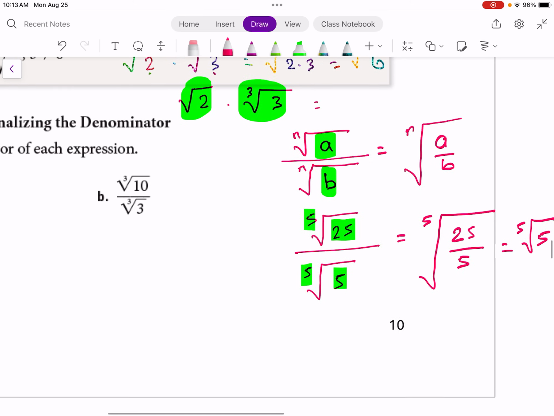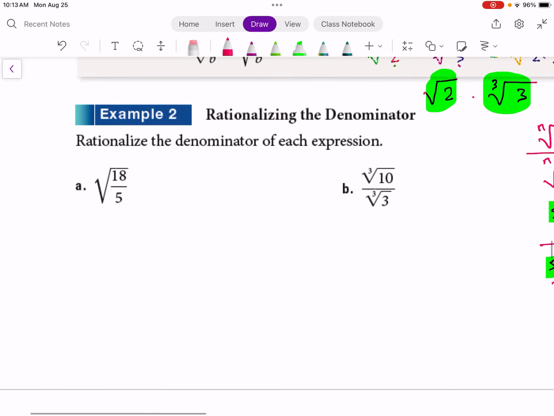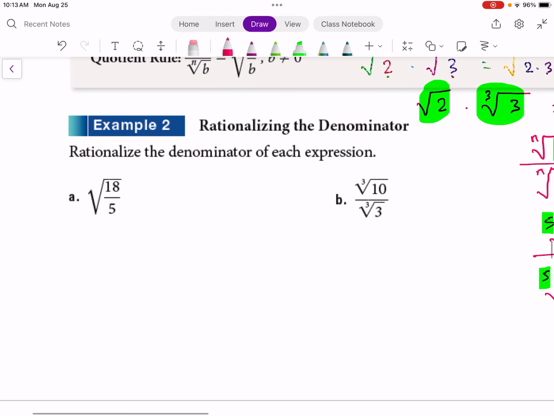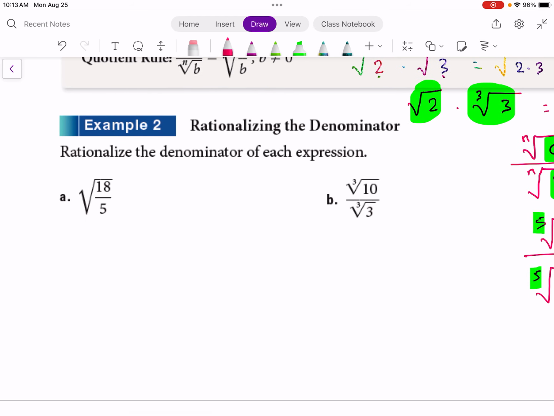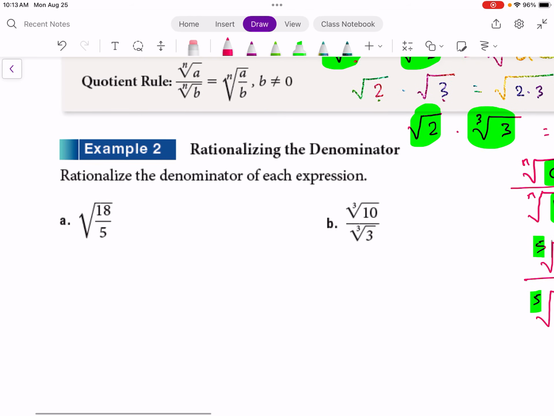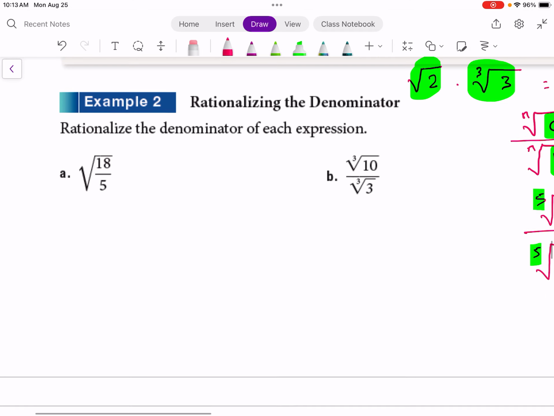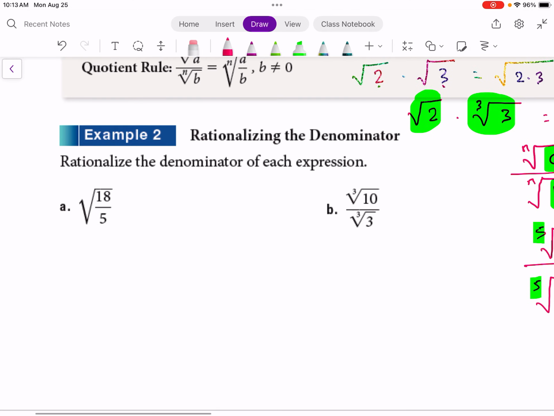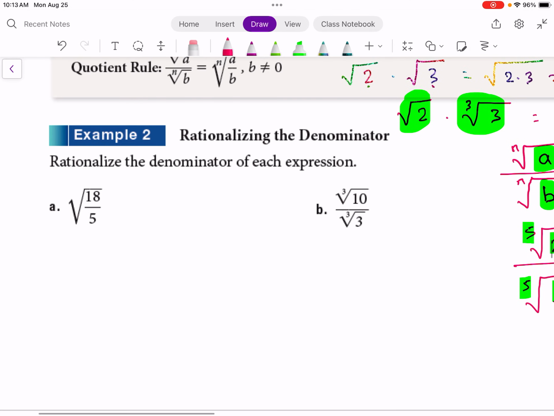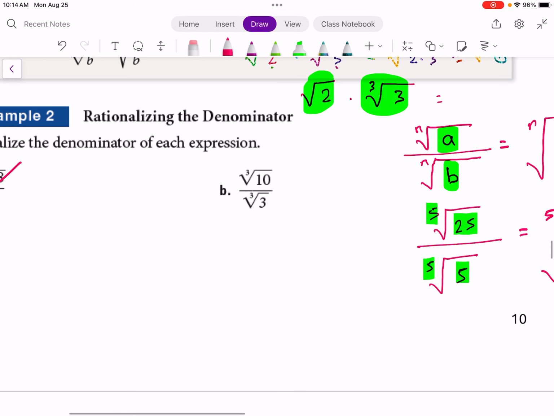Now we do have more examples here. Here it tells us to rationalize the denominator. Before this rationalization, let's do part B, because rationalization is not what we covered yet. So let's do part B.